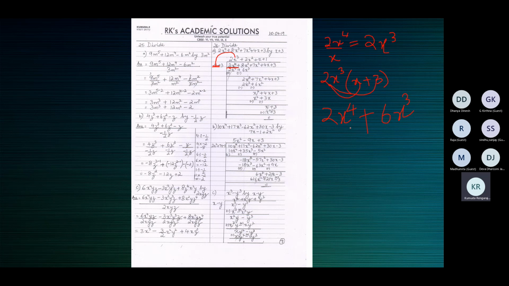2x cubed into x is x to the power 4. 3 plus 1, 4. X cubed into x, bases are same and it's multiplication. We need to add the powers. Multiplication, add the powers. 3 plus 1, 4.